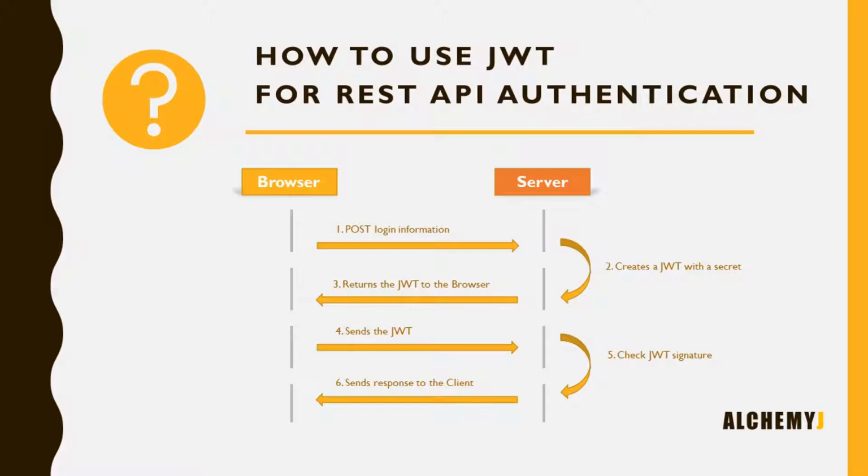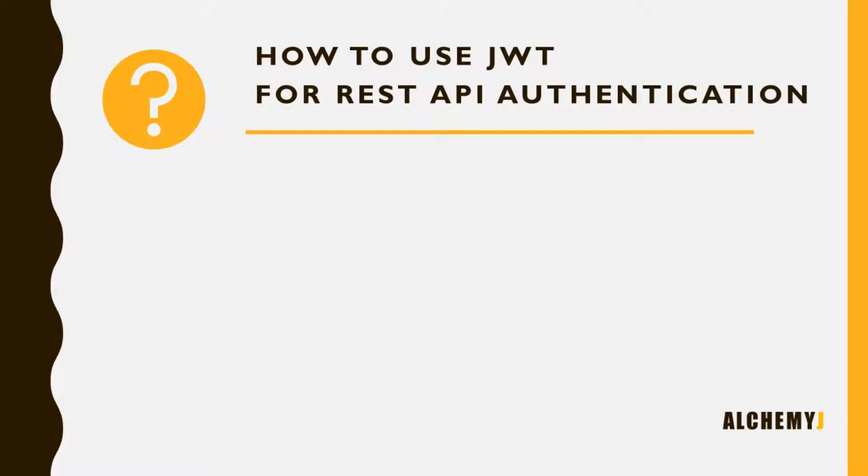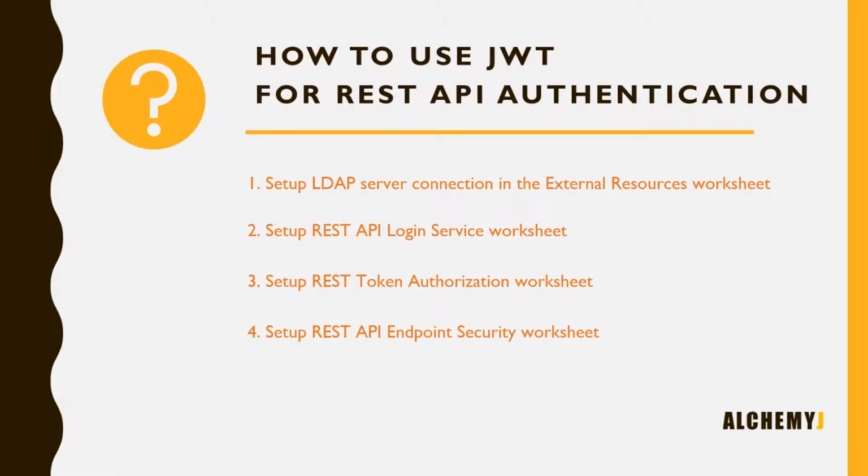We will be using the REST API sample model to demonstrate how to add security control on a REST API. We will use JSON Web Token, JWT, to store the user authentication information. To enable the JWT for REST API configuration, there are 4 definition worksheets we need to set up. We will use LDAP as the authentication server. So, we will first set up an LDAP server connection in the external resource worksheet.